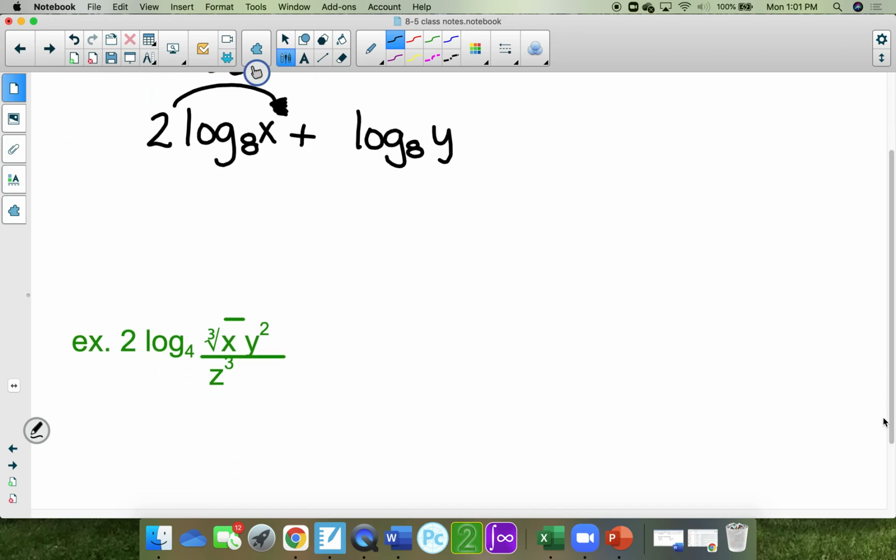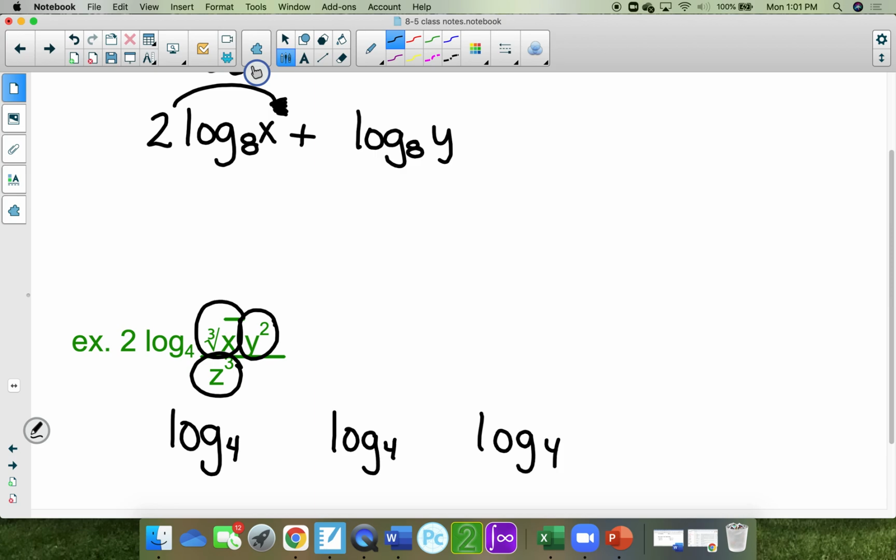You have to decide how many logs of base 4s you need. Well, I'm dealing with the x's, I'm dealing with y's, and I'm also dealing with z's. So I need the log of base 4 3 times. 1 for the x, 1 for the y, and 1 for the z. The z is raised to the 3rd power, the y is raised to the 2nd power, and the x is raised to the 1/3 power. You know how to take it out of radical and put it into exponential. We learned that in a different section.